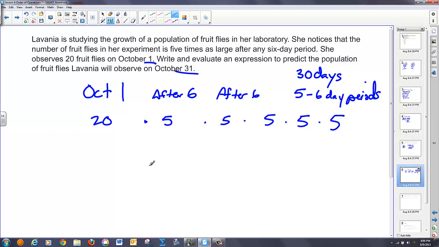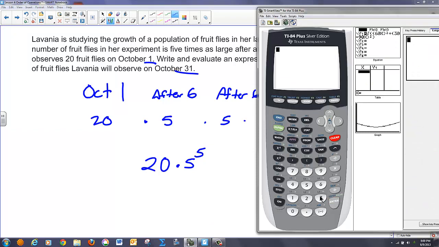In other words, the total number of bacteria, is it bacteria? Or the total number of fruit flies is 20 times 5 raised to the 5th power. And we can do that on our calculator too. Let me show you how to grind that out. In this case, I'll take 20, multiply that, and I like putting it in parentheses, 5 raised to the 5th power. That's how I notate that. My power button is what we call a caret. I hit enter, and I get 62,500.